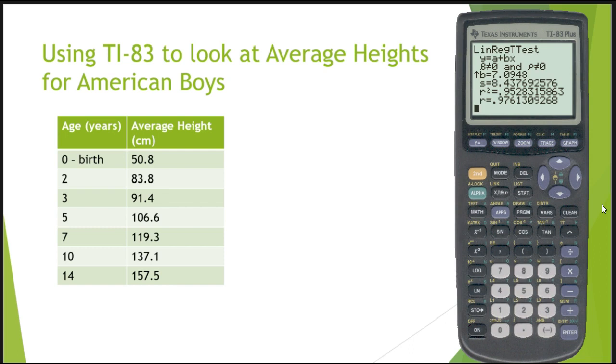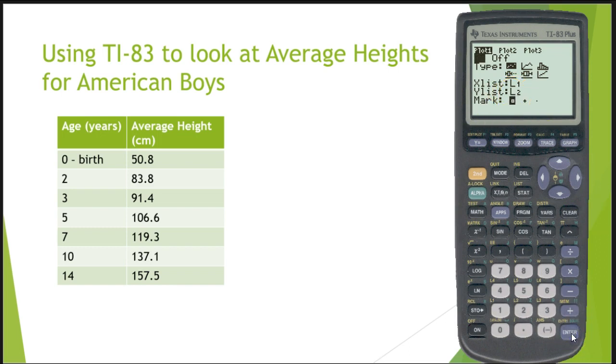So once we have this, the first thing that we want to do is go ahead and graph it. We're going to graph it by hitting 2nd and Stat Plot. We want to go ahead and select 1 and hit Enter. And you can see that we want to turn this on. Our type is the scatter plot. We've got L1 for the X and L2 for the Y.